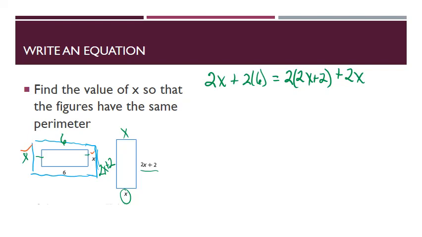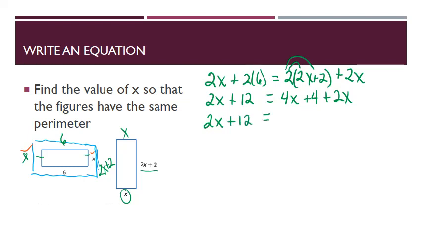Let's work left to right. On our left-hand side, we still have 2x plus 2 times 6, which is 12. Equals, and I'm going to distribute this 2 to the 2x and to the 2. So 2 times 2x is 4x, 2 times 2 is 4, and plus 2x. On the right-hand side, let's combine some like terms. We've got some variables that we can combine. So we've got 2x plus 12 equals 4 plus 2x. 4x plus 2x gives me 6x plus 4.